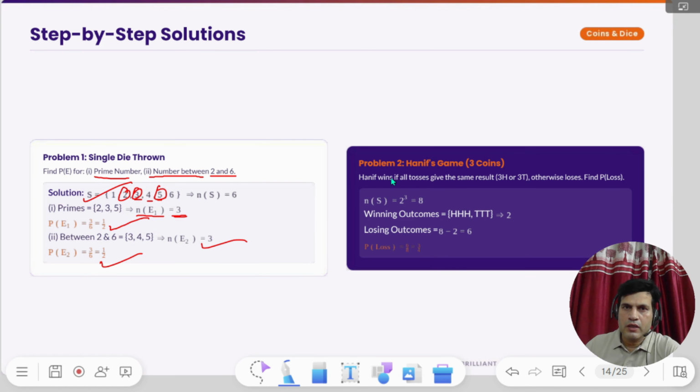Hanif tosses 3 coins. Hanif wins if all the tosses give the same result, like 3H or 3T, otherwise loses. Find the probability of loss. Total possible outcomes is 8. Winning outcomes are HHH and TTT, that is 2. So losing outcomes is 8 minus 2, that is 6. So P(loss) is 6 by 8.